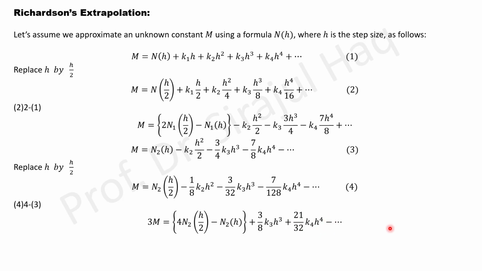The target is the approximation of m. So let's divide throughout by 3. I have replaced this term by n3 of h, n3 of h divided by 3. When you divide this by 3, this will become 1 divided by 8 k3 h cube. And this will become 7 divided by 32 k4 h4, because you have divided both sides by 3. So you saw I replaced n by n1 of h, this term by n2 of h, and this term by n3 of h.